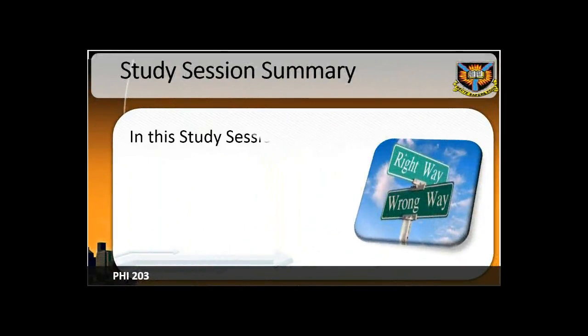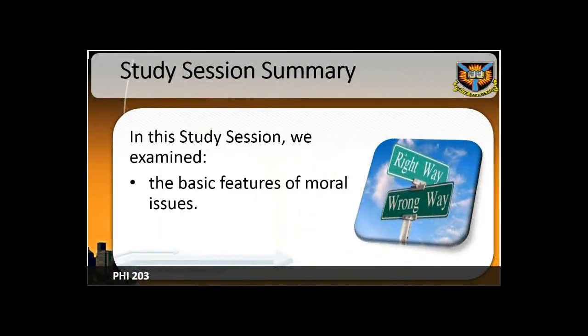In this study session, we examined the basic features of moral issues. The first feature of moral issues is that they are those which involve a difference of belief and not a matter of preference. Also, moral issues are those which involve a specific kind of experience. The third feature of moral issues is that they involve a specific kind of situation, that is, such acts as those that affect other people.